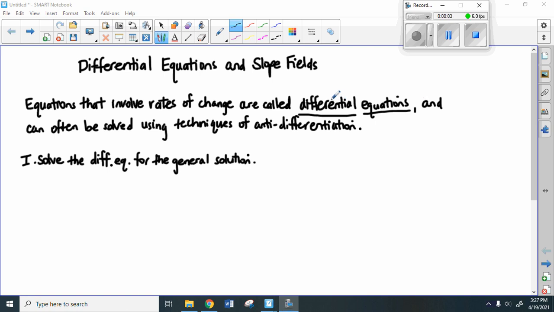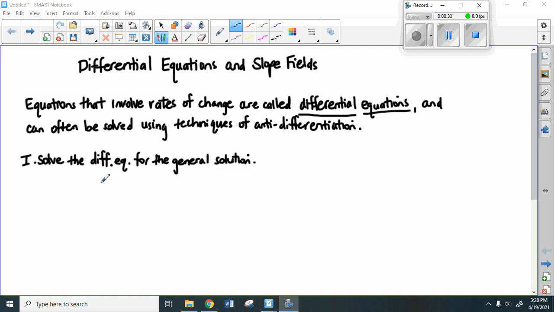All right, in today's lesson, we're going to look at differential equations and how they relate to slope fields. Now, we've actually talked about differential equations before, but just as a refresher, differential equations are just equations that involve rates of change, okay? And that means the derivative has already been taken. And so they can often be solved using techniques of anti-differentiation. All right, so let me show you what we've done with them before.